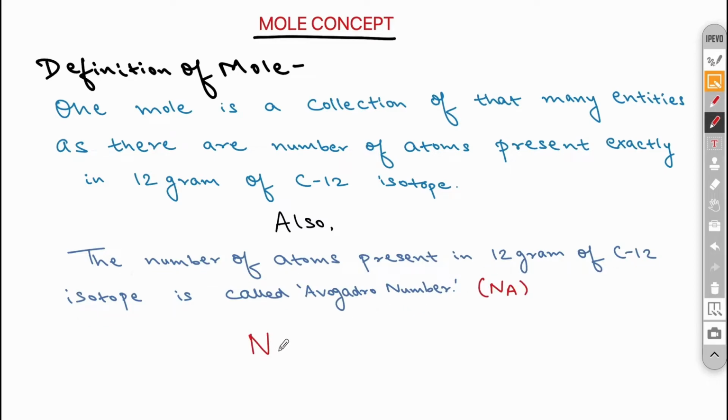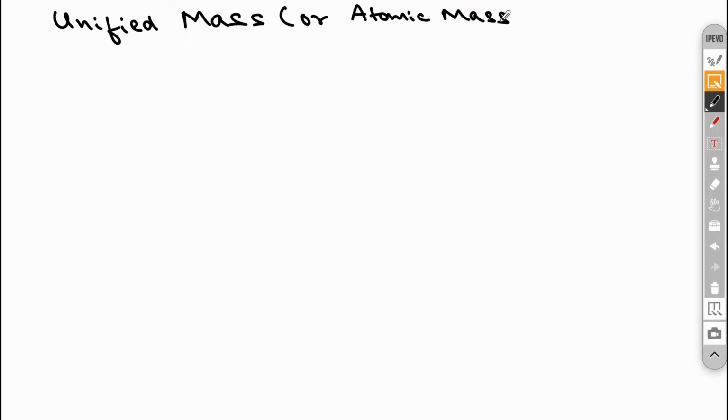The value of Na is 6.022 into 10 raised to power 23. This is very useful number. Remember it. Now moving further, we'll talk about unified mass or atomic mass unit. Both of these terms have the same meaning. Wherever it is written unified mass or atomic mass unit, don't get confused. They both mean the same thing.